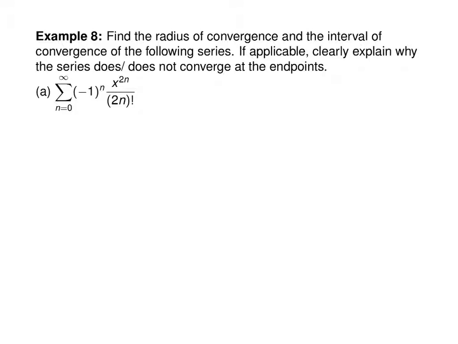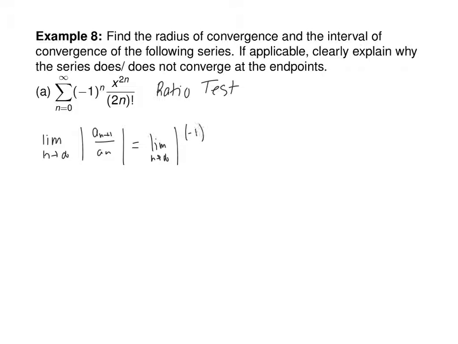And next, let's find the radius of convergence and the interval of convergence for the following series. So for this, we're going to use the ratio or the root tests. So when you see a factorial, good bet that you're probably going to want to use the ratio test. So find the limit as n goes to infinity of the ratio of a n plus 1 over a n. Okay, so negative 1 to the n plus 1, x to the 2 times n plus 1, over 2n plus 1 factorial.